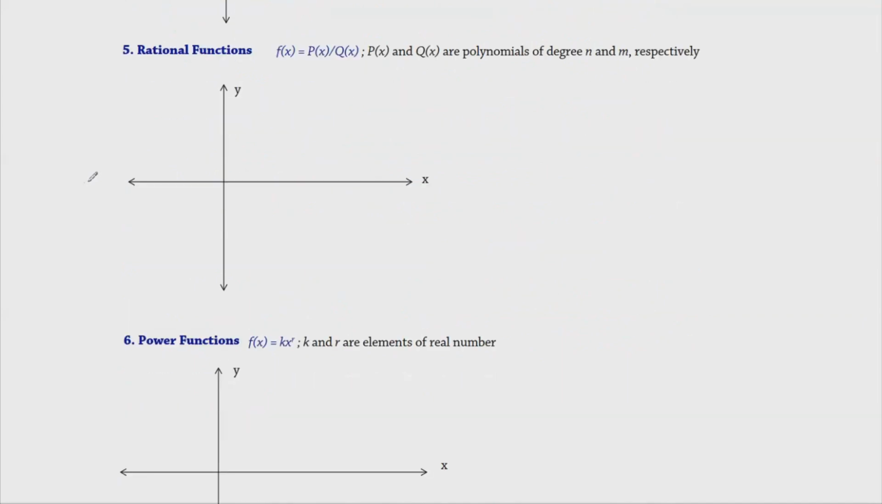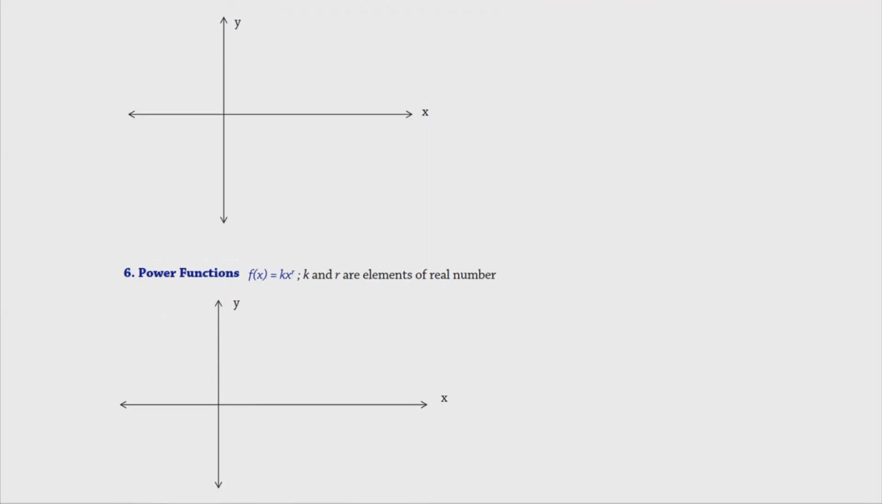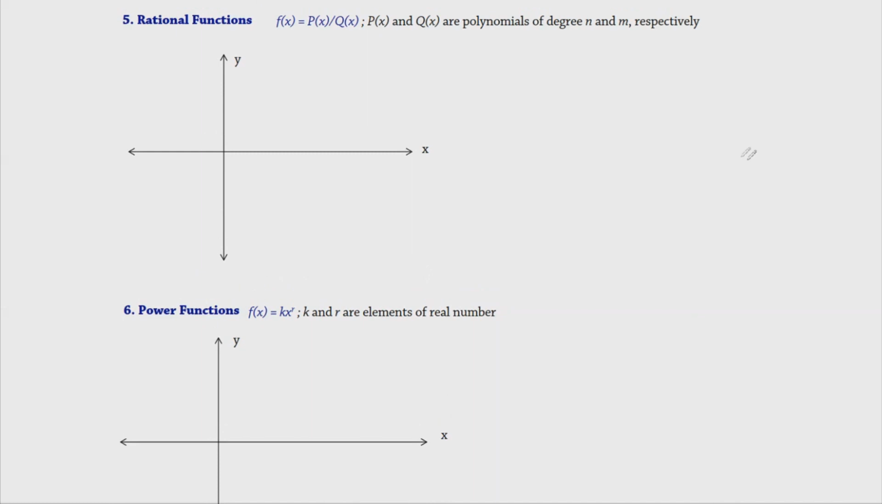And by the way, these are just a review of your classes when you were in senior high school, so I'm just going through it in a very fast manner. So, rational expressions are ratios of polynomials of degree n and m respectively. A rational function is usually a function that has an asymptote. Okay, so usually it is given by f of x equals p of x over q of x, depending on the degree of the polynomials, but generally this is the representation of our rational function.